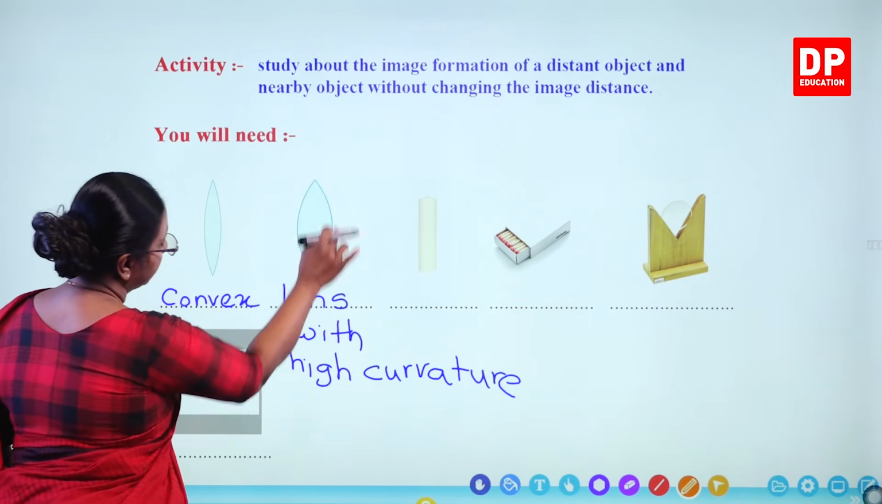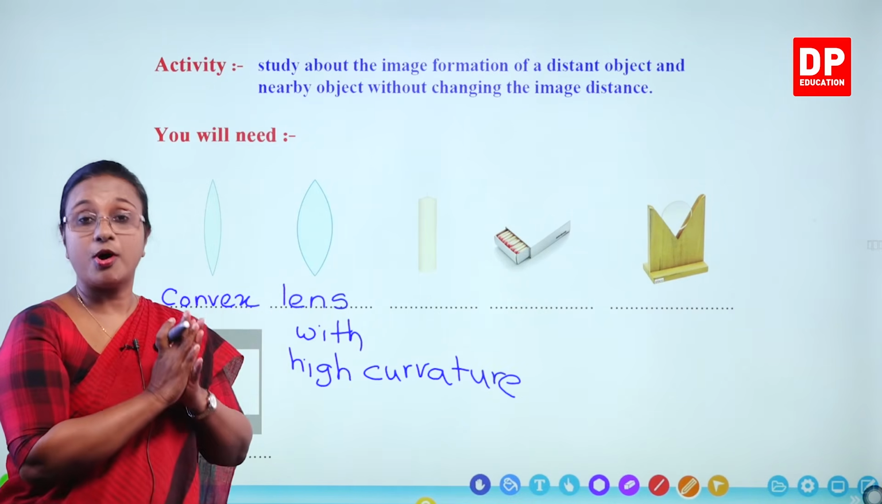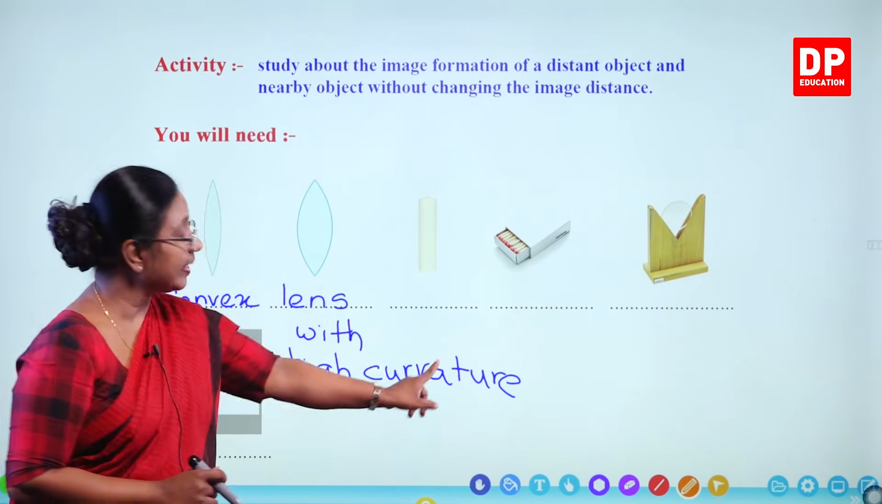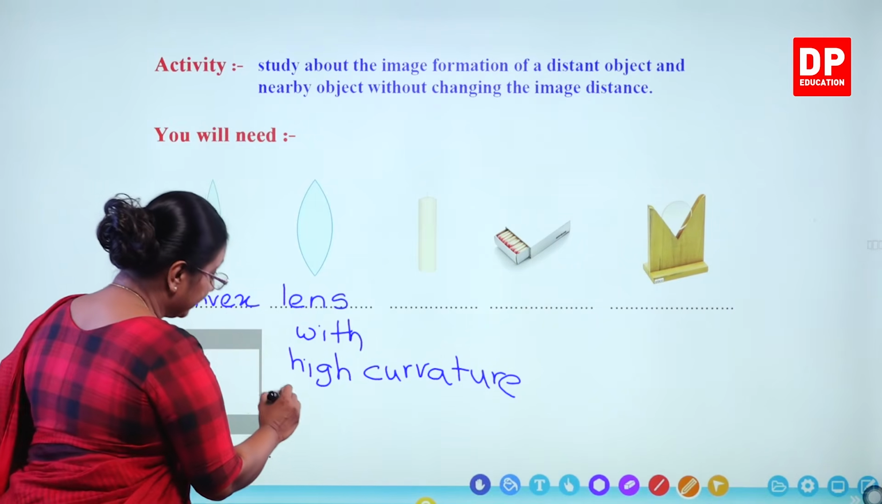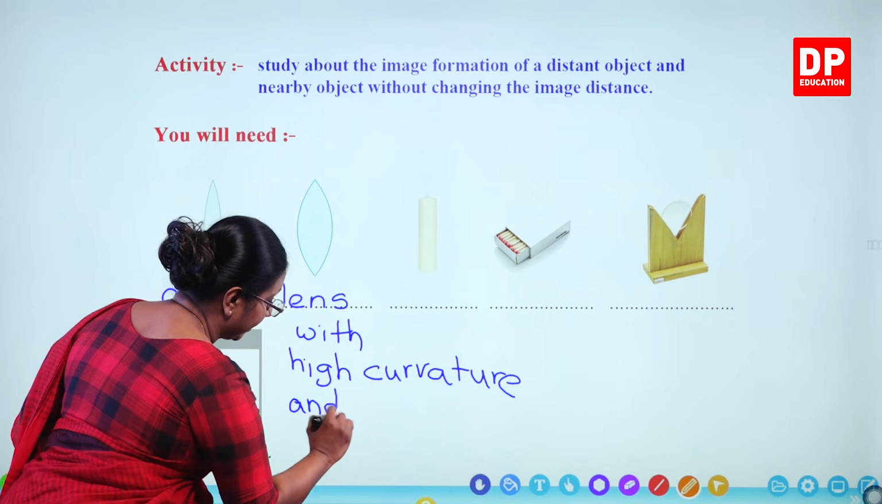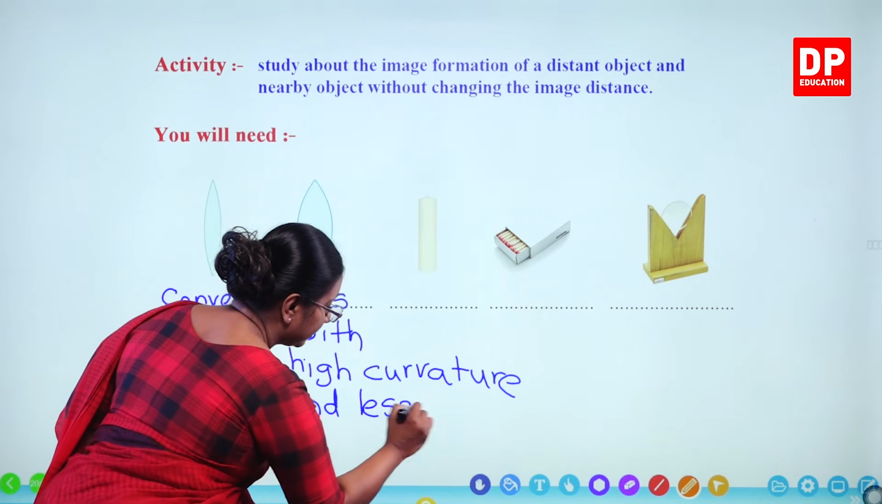That is this one. You can see here, it's a broader lens. So, convex lens with high curvature. And what about this one? It is with less curvature.